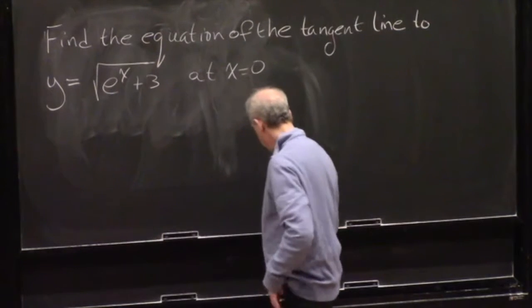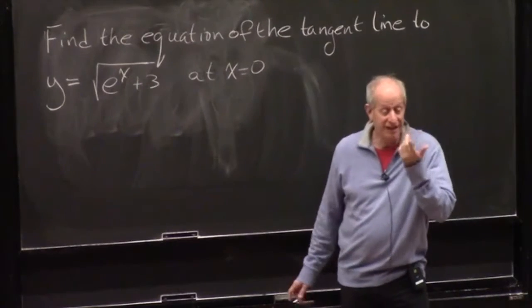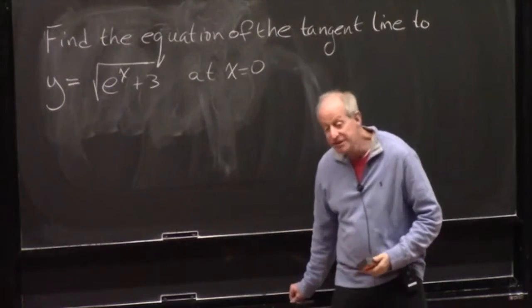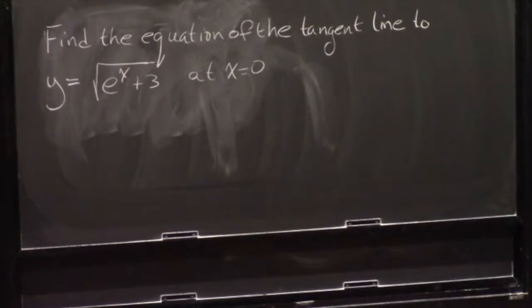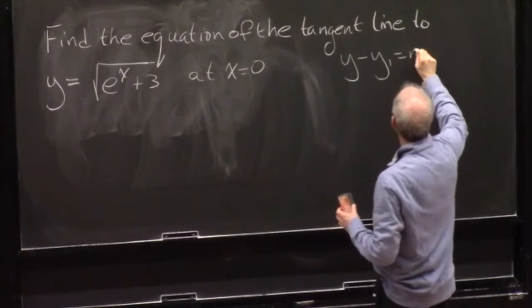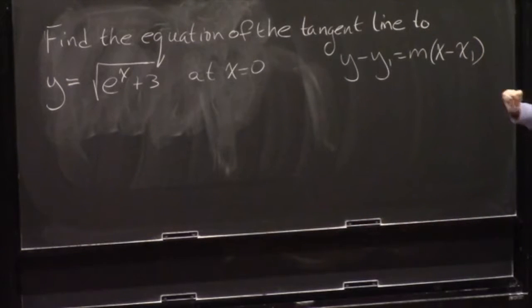Okay. Find the equation of the tangent line to y equals the square root of e to the x plus 3 at x equals 0. This is calculus class. You only know a couple things. If you see a problem like this and you're not sure what to do, you're going to need to do the derivative because that's how you find slopes of tangent lines. You can use the equation y minus y1 is the slope times x minus x1. You know x1 is 0. You're going to find y1, and then you find the slope by taking the derivative.